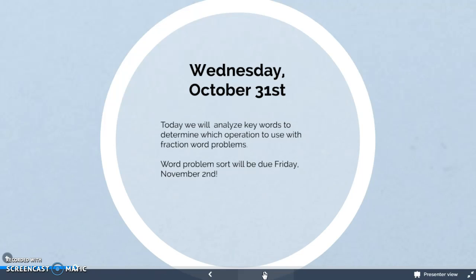Wednesday, October 31st, happy Halloween, grab me some candy. Today we're going to analyze keywords to determine which operation to use with fraction problems. You have a word problem sort, that's going to be due on Friday.